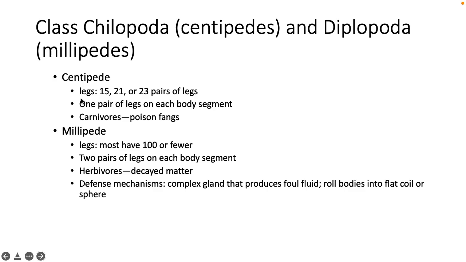Another way you can tell the difference between the two is centipedes have one pair of legs on each segment, whereas millipedes have two pairs. That's why you see more legs on the millipede. Centipedes are carnivores, millipedes are herbivores. And these guys tend to roll up into a coil if they feel threatened.